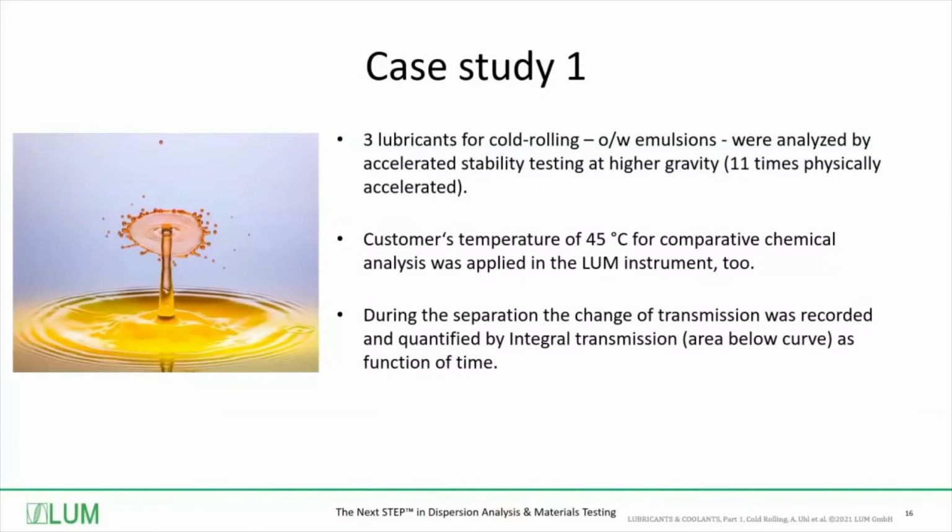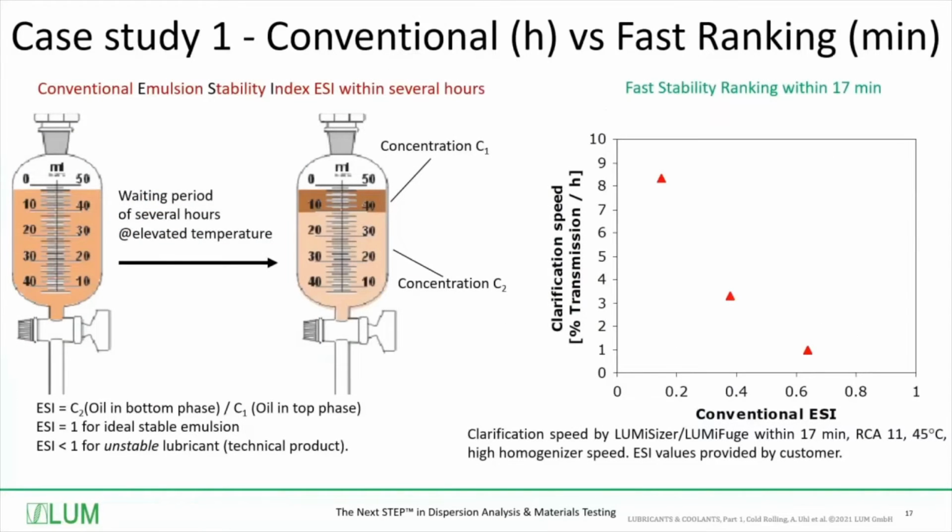During the separation, the change of transmission was recorded and quantified by integral transmission, in easy words the area below the curve as a function of time. We have here the plot of the analytical result obtained by LUM, the clarification speed, the change of transmission with time, versus the customer's value for the conventional ESI. We can see one lubricant is the most stable, one is in the medium range, and one is unstable.